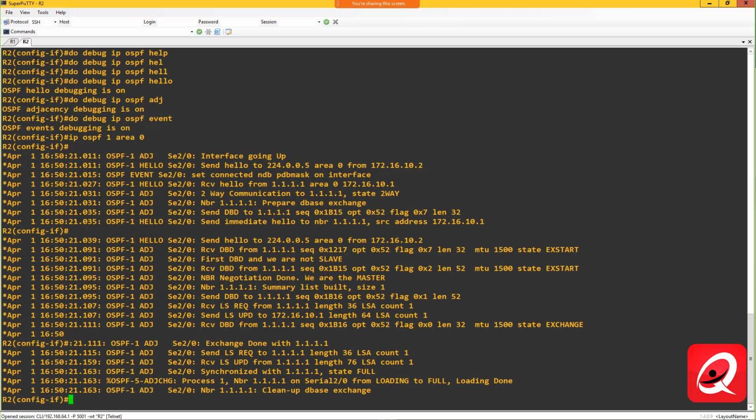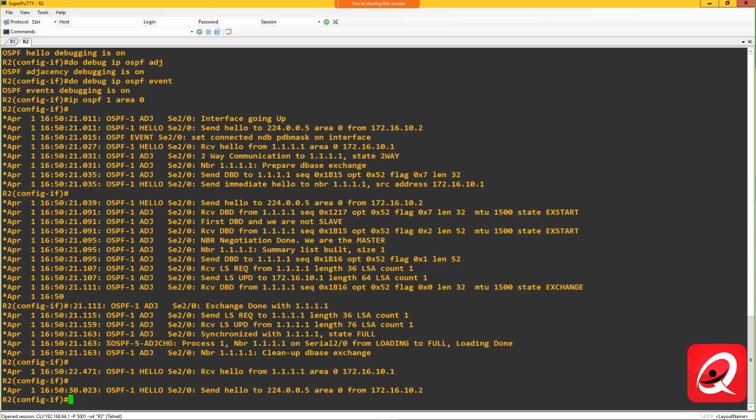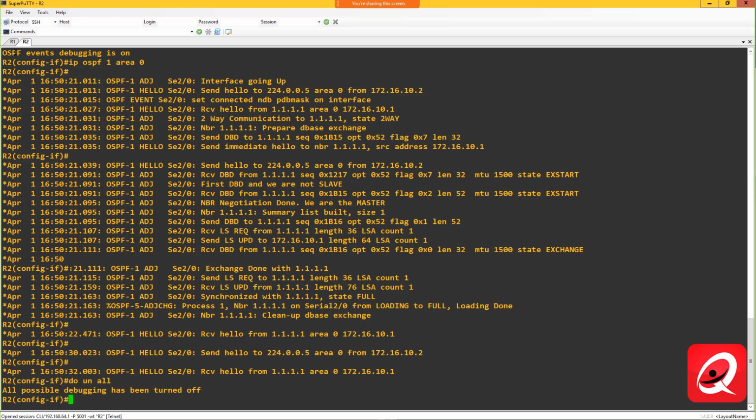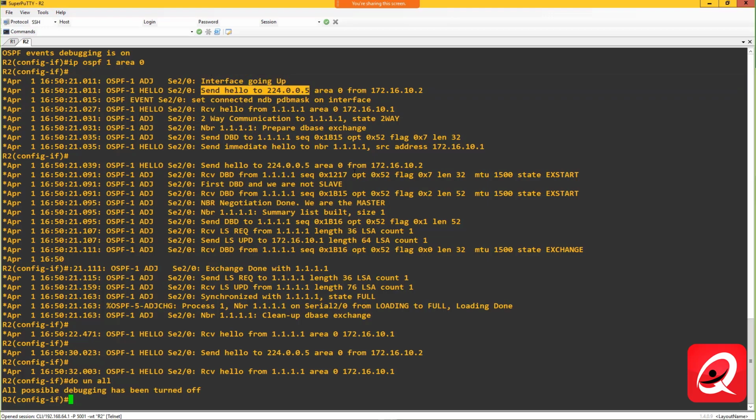All right. What I want to show you here is obviously we're going to form an adjacency on that link because we've enabled OSPF on that interface. All right, let's take that off. So we see that the interface is going up, and as soon as that interface goes up, we're going to send a hello using 224.0.0.5. And notice that I receive a hello on that interface from router 1. But what you don't see in this process, which is what we're going to see later on when we get into our broadcast and multipoint networks, is a DR/BDR election.